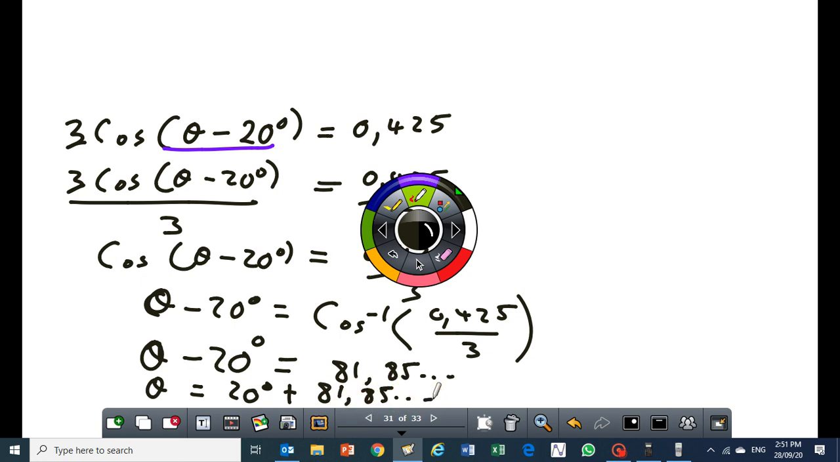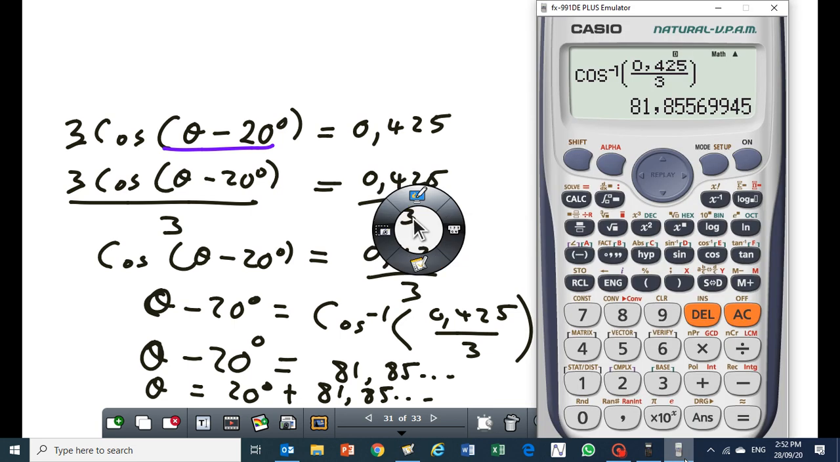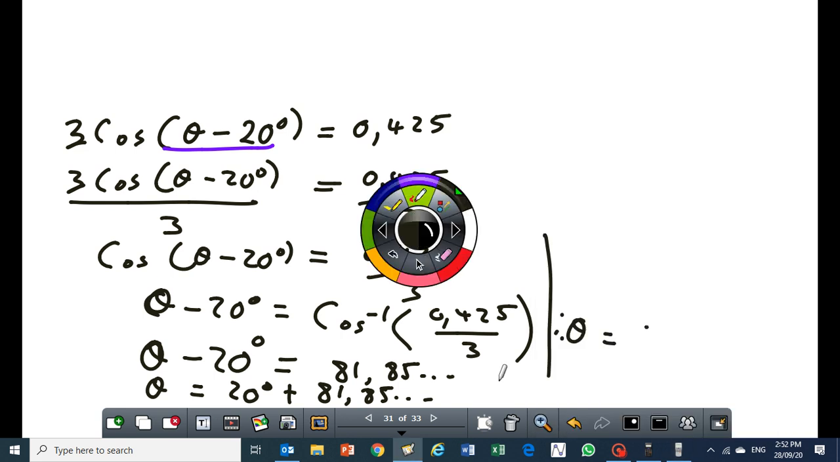Now, you'll find that your final answer, which we can round off, is going to be 101.86, because this 81.85, the third digit after the comma is a 5, so we are going to add 1 to this first 5. So you end up getting 81.86 plus 20, which will give you 101.86. So our theta is going to be 101.86 degrees.